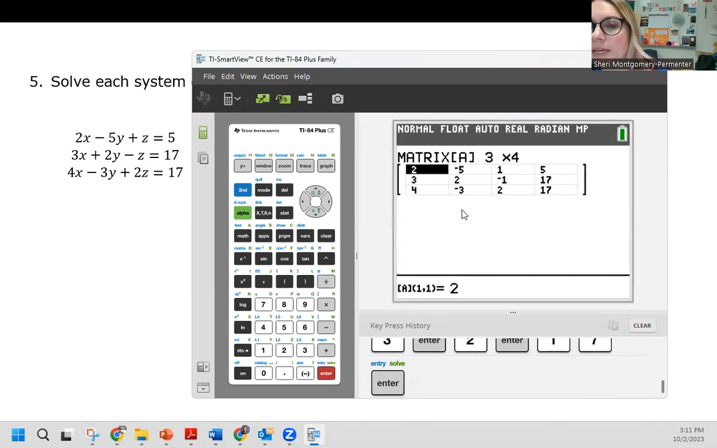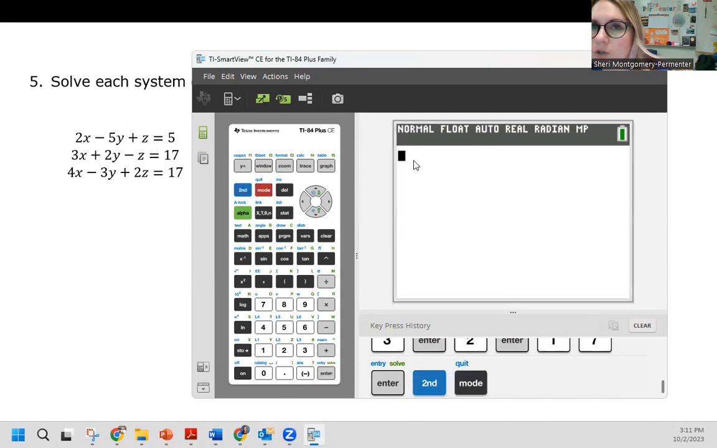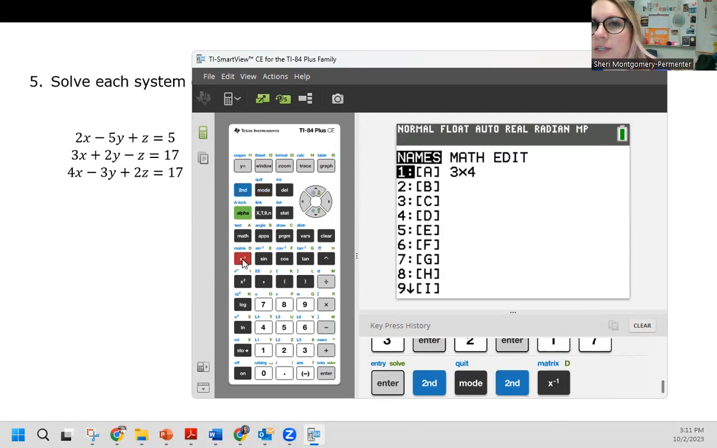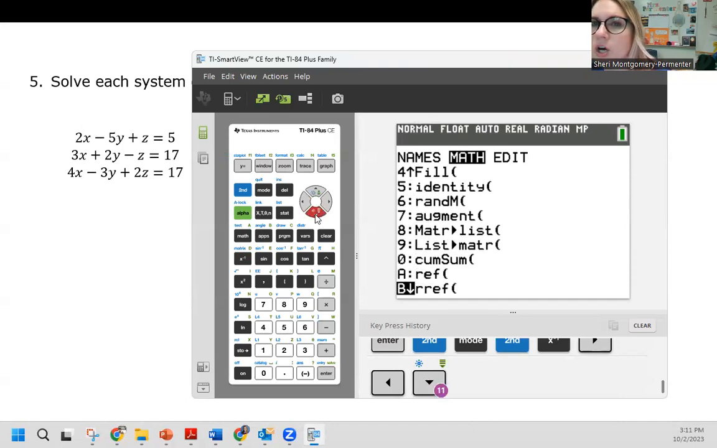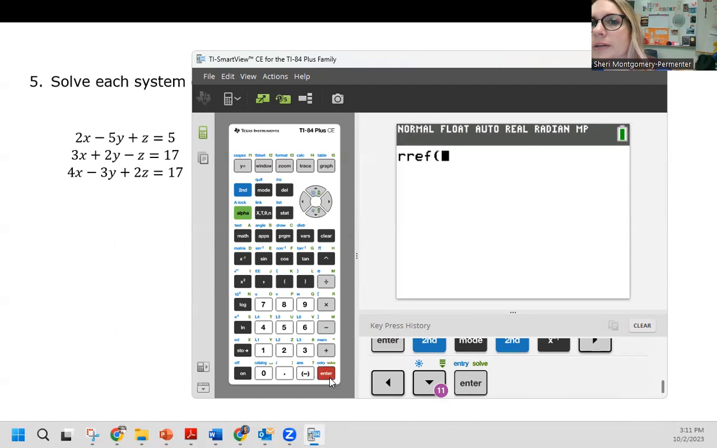Once I've typed everything in, I want to get out of that screen. So I'm going to have to quit. Second mode will allow me to quit. To type in my commands, you can follow along with the directions that I passed out to you. You'll do second and then matrix. You want to do some math, so you'll arrow over to math. And then we're going to have to arrow down all the way until we find RREF. Do not pick REF. You want RREF, and you press enter.